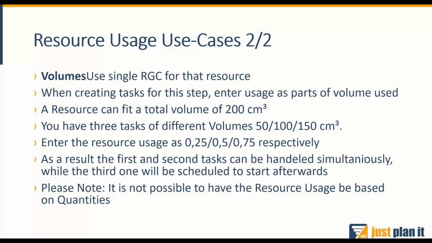And as a result of setting it this way, the scheduling engine in the backend immediately notices, okay, this 0.25 and 0.5 task can be scheduled simultaneously. Or it could take the first and the third one, because that also adds up to 1. But the third task needs to start afterwards, because it simply doesn't fit.